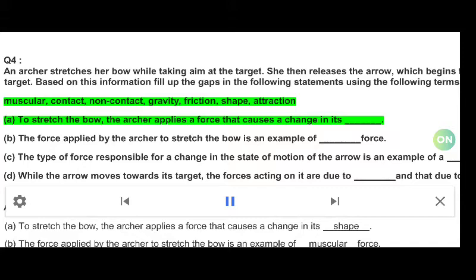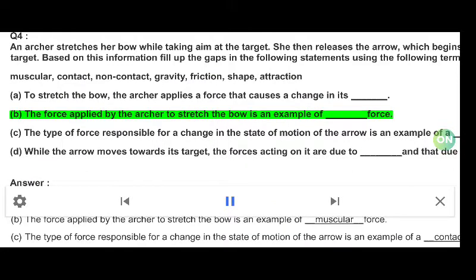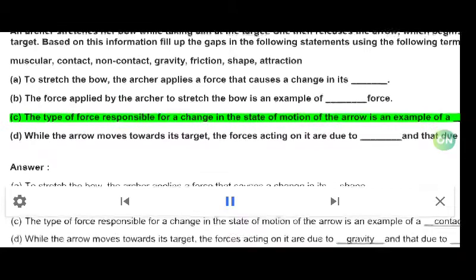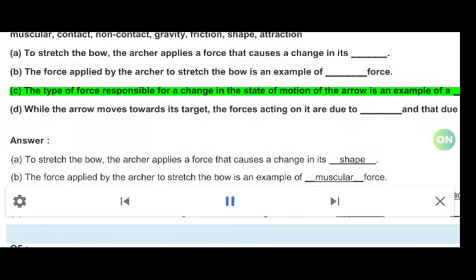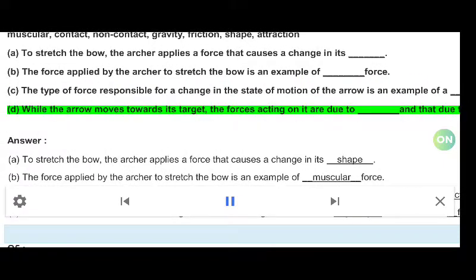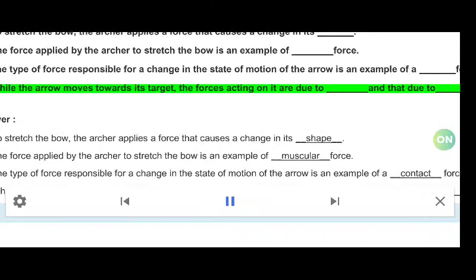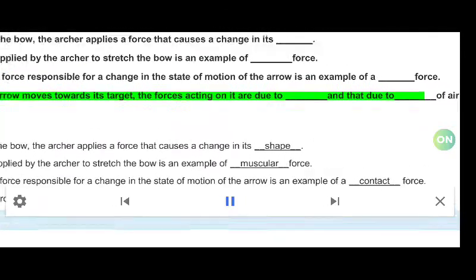A. To stretch the bow, the archer applies a force that causes a change in its blank. B. The force applied by the archer to stretch the bow is an example of blank force. C. The type of force responsible for a change in the state of motion of the arrow is an example of a blank force. D. While the arrow moves towards its target, the forces acting on it are due to blank, and that due to blank of air.